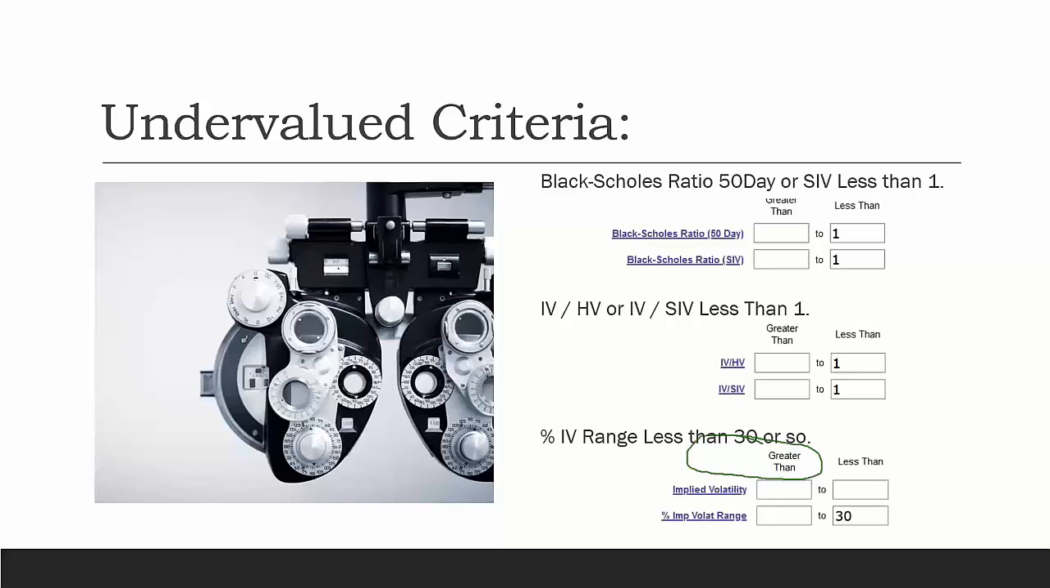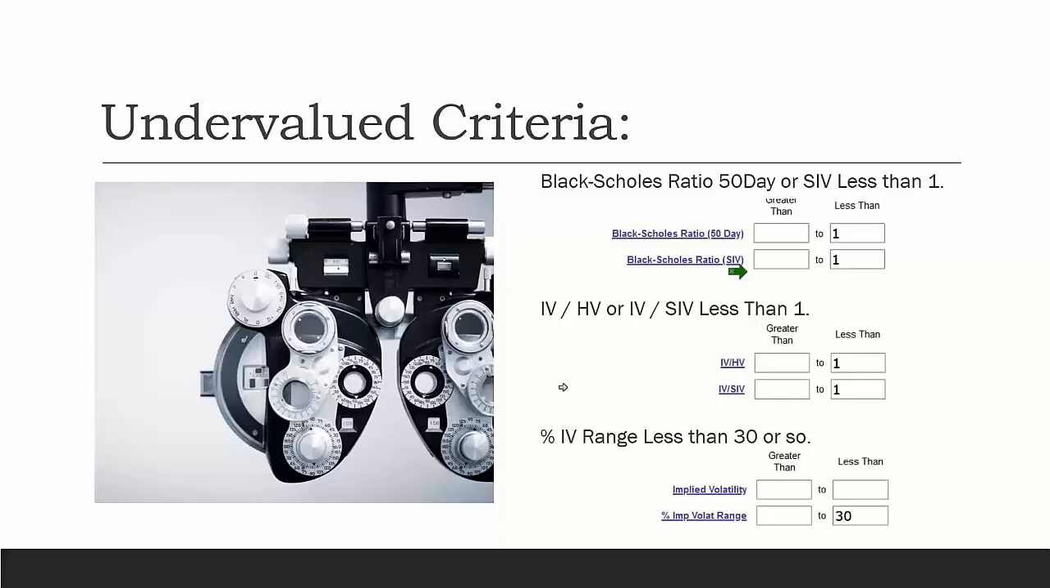So I'm in the Power Options screen. I'm in the Options section. I want to look for undervalued options, the starting point. And again, you could change it to your needs. I'm going to look for a Black-Scholes ratio 50-day of less than 1, blank to 1. Look for also a Black-Scholes ratio SIV of less than 1 if I'm looking at options that are 25, 35, 40 days out in time.